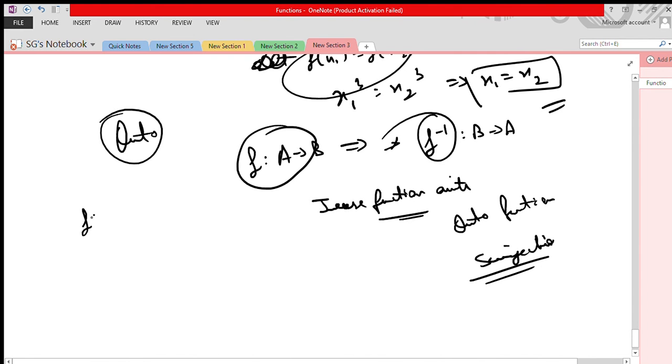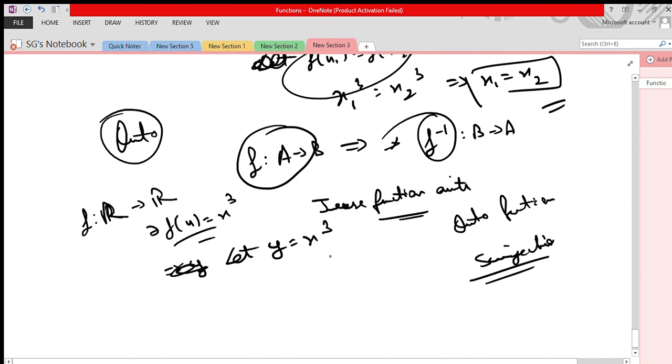For example, suppose you have the function which maps elements of real numbers to another set of elements of real numbers, such that f(x) equals x cube. Clear? Now, how do we prove this statement? First you need to assume that y equals x cube. Then you can say x equals y to the power 1 over 3. So this actually means that f inverse of x equals x to the power 1 over 3.